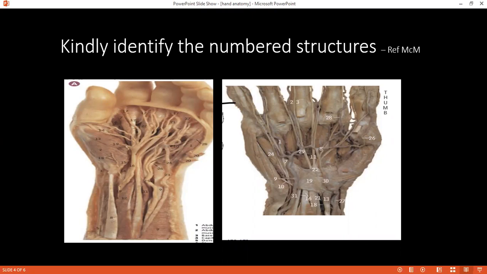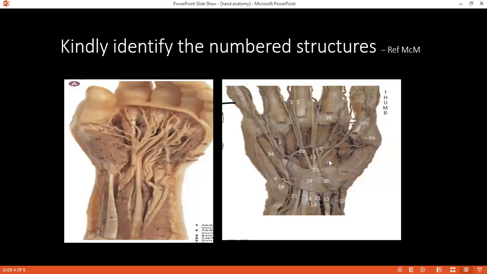Then I want you to tell me which muscles the median nerve in the hand supplies. Thenar muscles: opponens pollicis, flexor pollicis brevis, abductor pollicis brevis, and the lateral two lumbricals. Flexor digitorum profundus lateral two are also supplied by the median nerve, and flexor digitorum superficialis is also supplied by the median nerve.